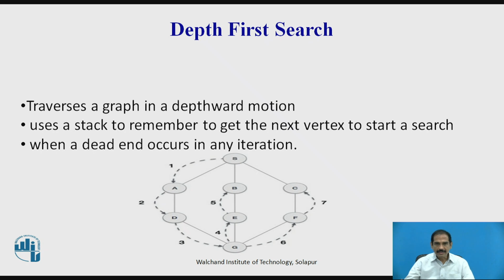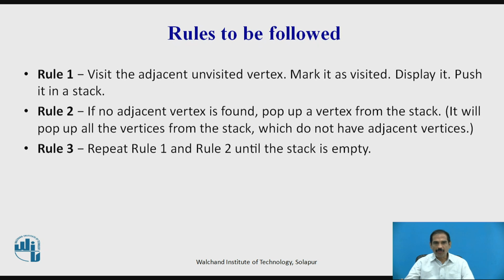However, last in first out is going to be our orientation for our particular stack. And here we see that our graph can be represented as we have shown here. The rules to be followed are: visit the adjacent unvisited vertex, mark it as visited, display it, push it in the stack. Then rule 2 is, if no adjacent vertex is found, pop a vertex from the stack. So push and pop are the operations that are used to implement this particular stack.